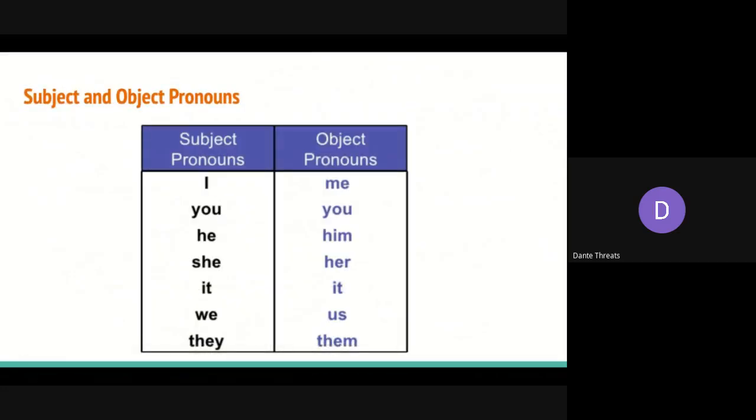These are examples of subject and object pronouns. If we were using a subject pronoun, that would be at the beginning of the sentence. The object pronouns would go at the end of the sentence. So for example, I ate cake. Cake was eaten by me. And that is an object pronoun.